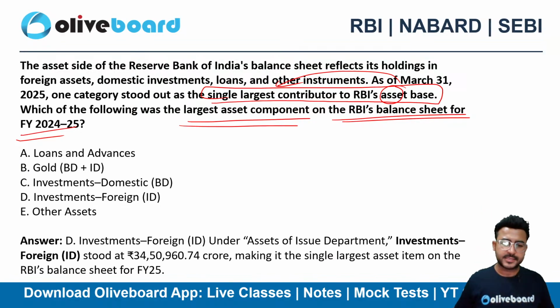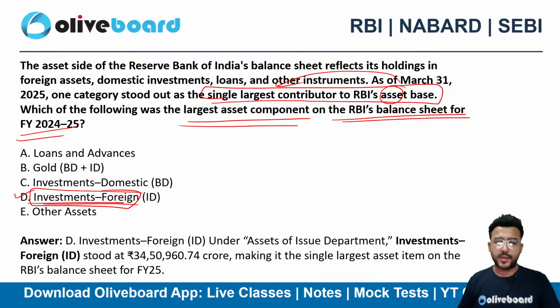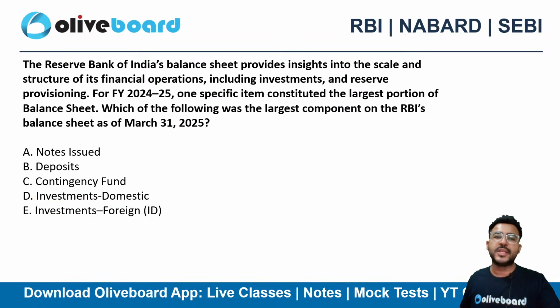The correct answer here is option D. Okay, investments in the foreign countries, basically foreign investments, were the highest here on the asset side of the balance sheet.